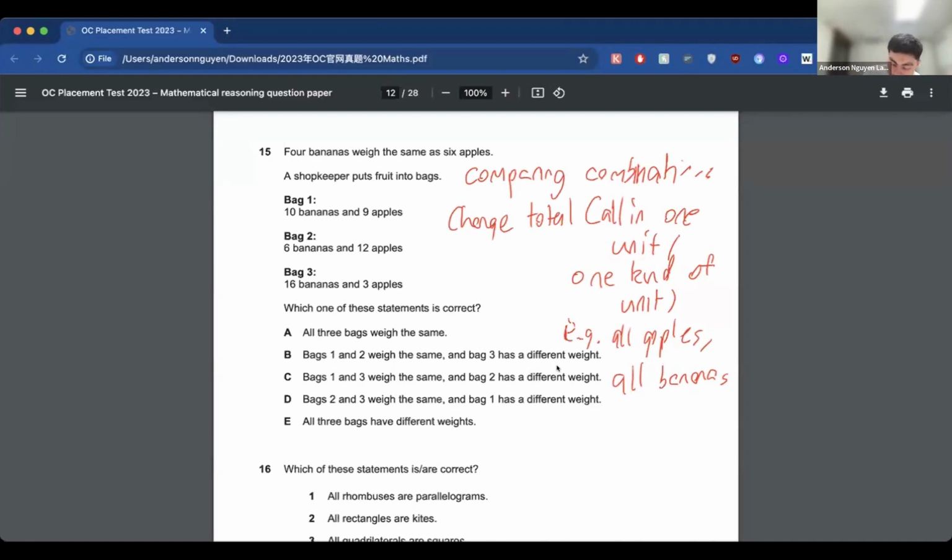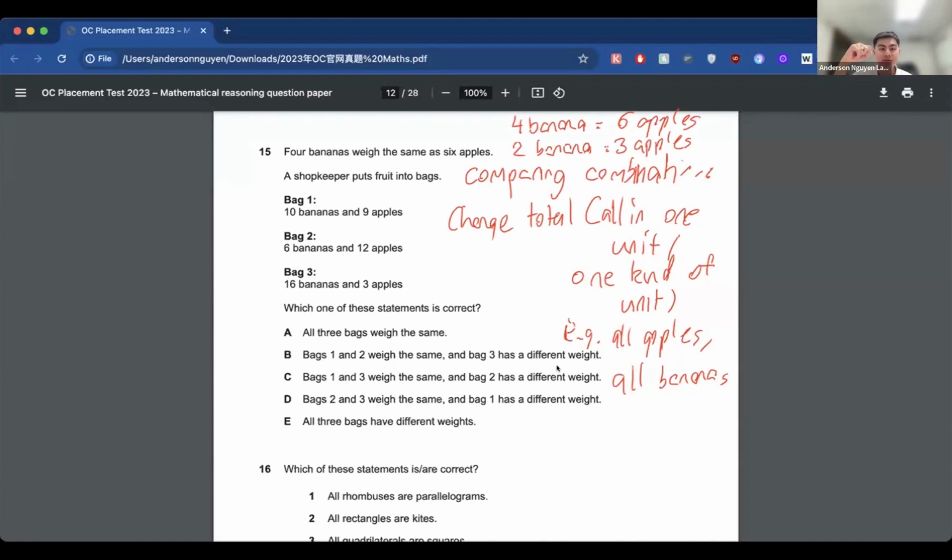They tell you that 4 bananas is equal to 6 apples. You can go ahead and simplify that. If you half both sides, you'll find that 2 bananas is worth 3 apples, okay? So now, knowing this, I can go into each of my combinations in each bag, and I can change all the bananas to all apples or all apples to bananas.